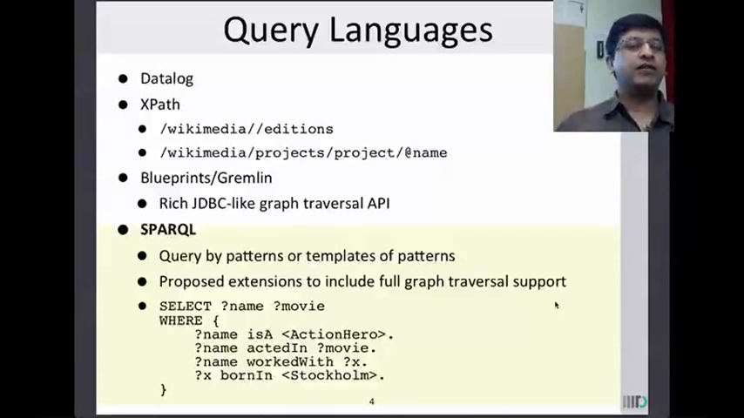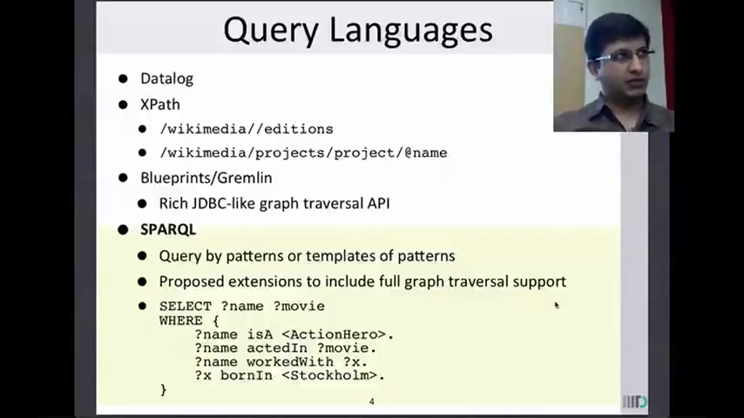So you want this person to be an action hero that you are interested in, and he should have acted in a movie, so this movie is what you are looking for and the name that you are looking for. The constraint that you are adding is that this person you are looking at, ?name, should have worked with someone who was born in Stockholm. So if you look at the RDF graph that we explained, clearly all you get is Bruce Willis for this. Bruce Willis and all his movies, not just The Expendables, all the movies. That's basically what you are getting out of this.